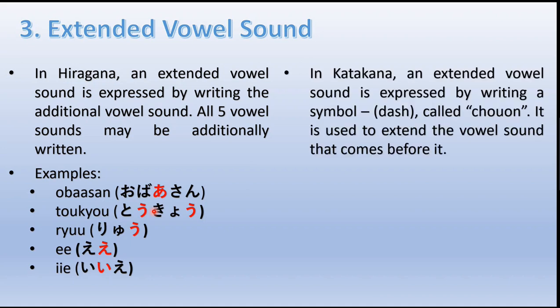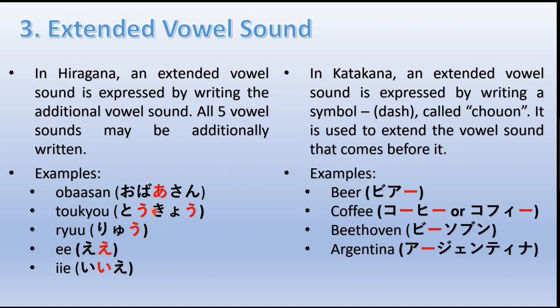Let's see. In katakana, an extended vowel sound is expressed by writing a symbol which looks somewhat like the dash. It's longer than the dash in English, and it is called choon. It is used to extend the vowel sound that comes before it. So in hiragana, we can write each of the five vowel sounds as the extended sound, but in katakana, we have only one symbol which is used for extending any of the vowel sounds.